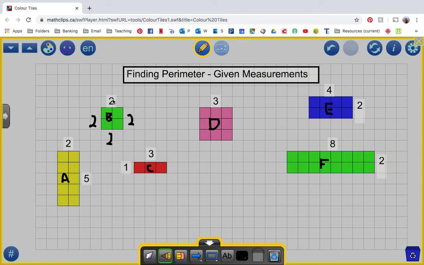So many methods here. You can start: 2 plus 2 is 4, 2 plus 2 is 4, add 4 plus 4. You could skip count by 2s: 2, 4, 6, 8. Many different ways to get to your answer using the numbers at the side here. So I would do 4 plus 4, and I know that that equals 8. That was a good 8.